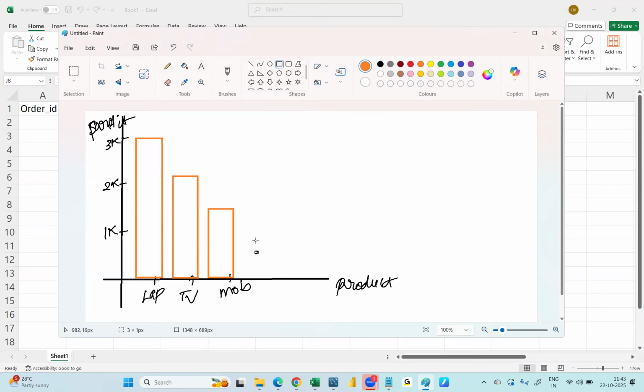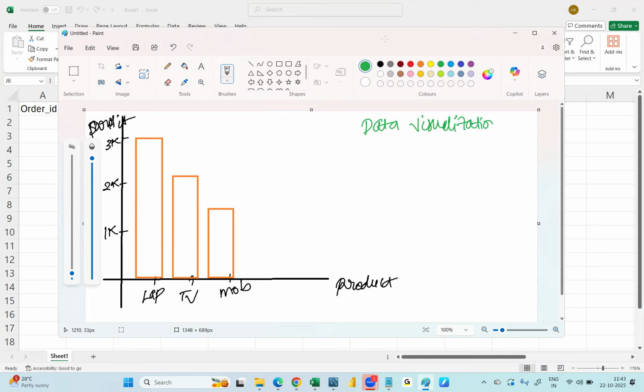Just observe this graph, guys. Whatever graph I have drawn here, if I can show this information, this is what is actually called data visualization. What is data visualization? You're going to represent the data in the form of charts and graphs. So I have shown my profit related information, product related information in this graph, so that people can easily understand by looking at this.